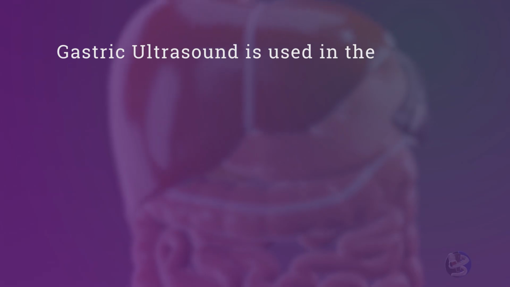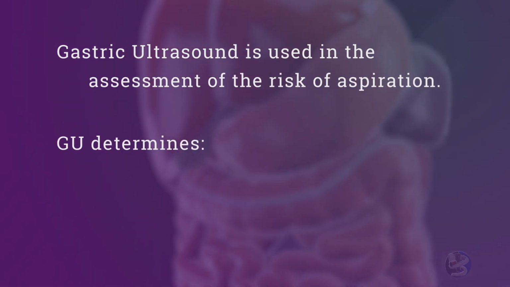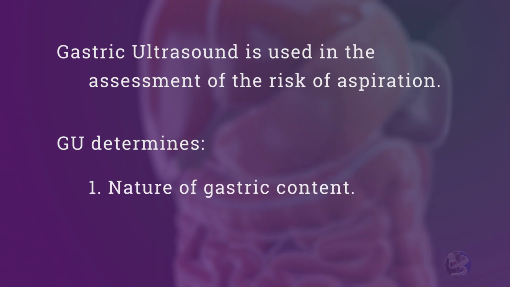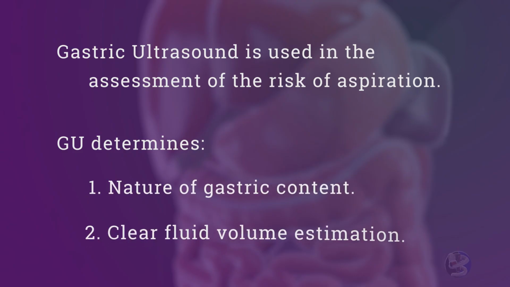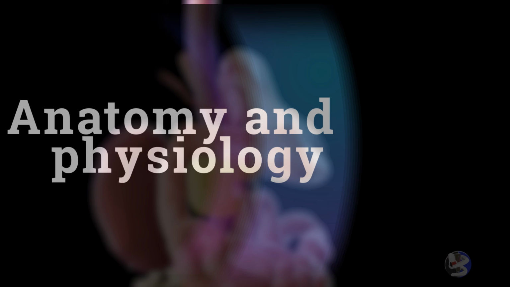Gastric ultrasound is a point-of-care tool for aspiration risk assessment. It can: 1. Determine the nature of gastric contents, whether it's empty, clear fluid, thick fluid, or solid, and 2. When clear fluid is present, its volume can be estimated. These are the two main objectives we will try to discern in this lecture. Anatomy and physiology.